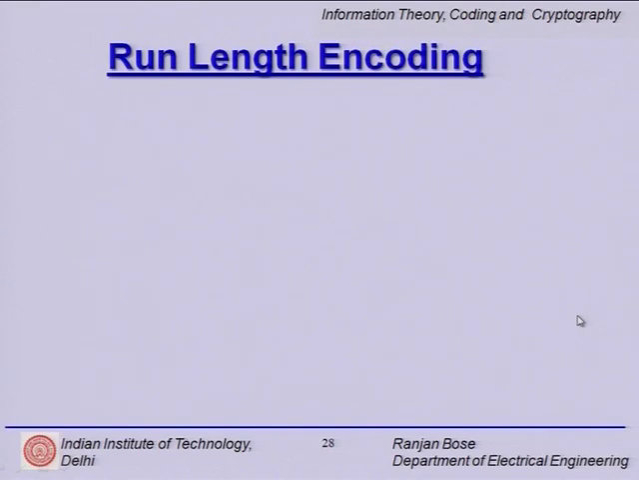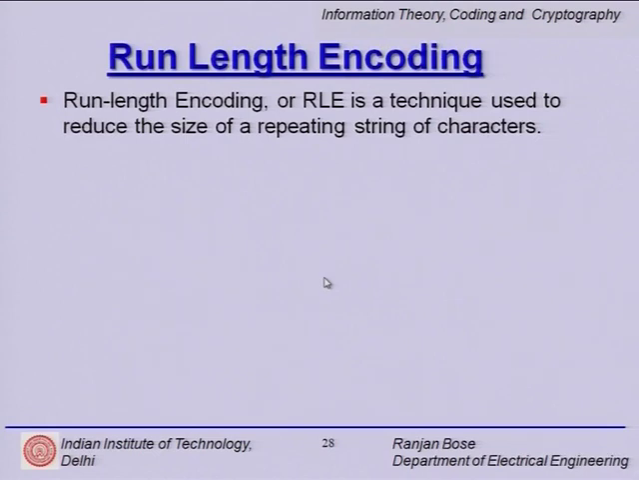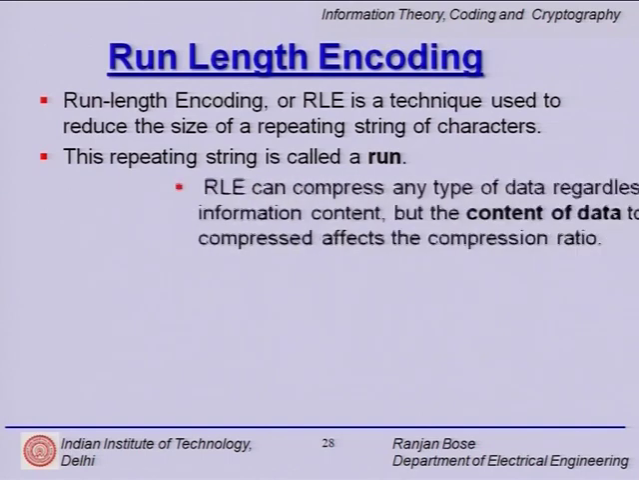Now we come to another encoding technique called run length encoding. It is an interesting source coding technique. It is a technique used to reduce the size of a repeating string of characters. So, it is not applicable everywhere, it is only for when we have runs of zeros or 1s. So, what is a run? Well, if you have 0 0 0 0 0 0 many times over, it is a run of 0. Similarly, a run of 1.